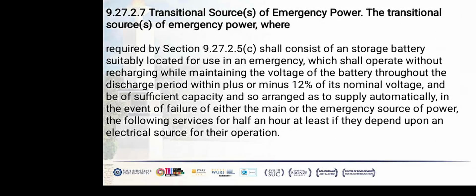The transitional sources of emergency power. The transitional sources of emergency power required by section 9.27 shall consist of storage battery suitably located for use in an emergency, which operate without recharging while maintaining the voltage of the battery throughout the discharge period within plus or minus 12% of its nominal voltage, and be of sufficient capacity and so arranged as to supply automatically the following services for half an hour at least if dependent upon electrical sources in operation, and so arranged as to supply automatically in the event of failure of either the main or the emergency source of power.